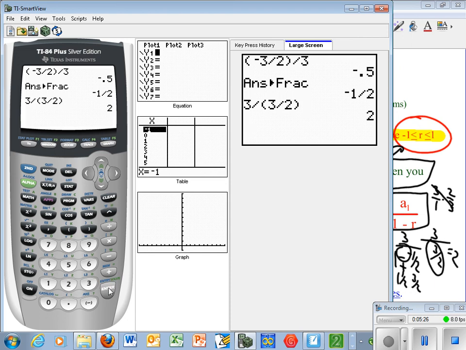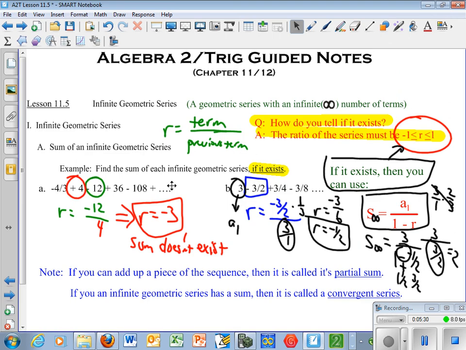As you can see, it's 2. So I'm just showing you the calculator works also, but you kind of need to know the rules. So the sum for this one, your answer would be 2. And the reason is you see that the series alternates signs and those fractions keep getting closer and closer to 0. That's why that one has a sum.